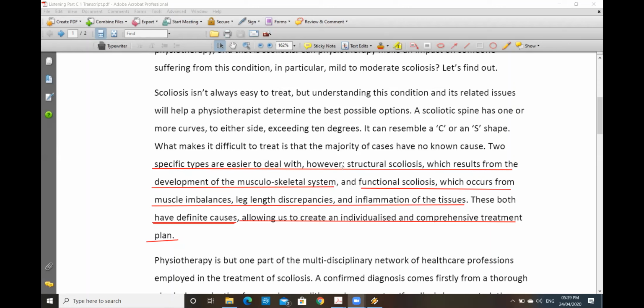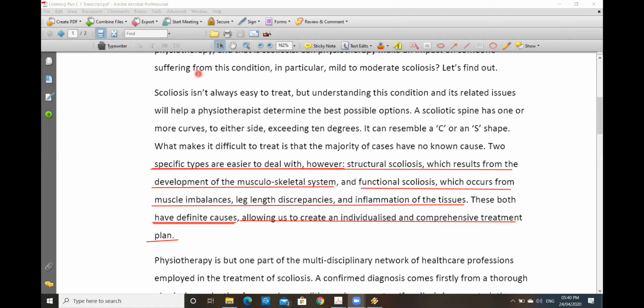Main types and specific types are two different words. Main means they are the most found, or those are the most common types of scoliosis seen. He never said anything in that proportion. He never said proportion-wise which two are more common. But there are two specific types which are easier to deal with. So that helps me to rule out the two main types option. In fact, he was trying to explain we have to identify the cause, whether it resulted from developmental issues, or from muscle imbalances and leg length discrepancies.